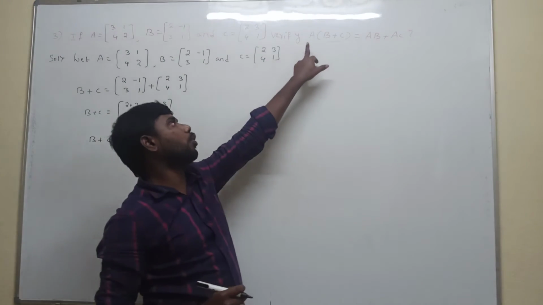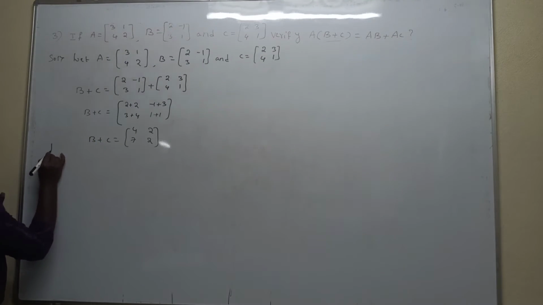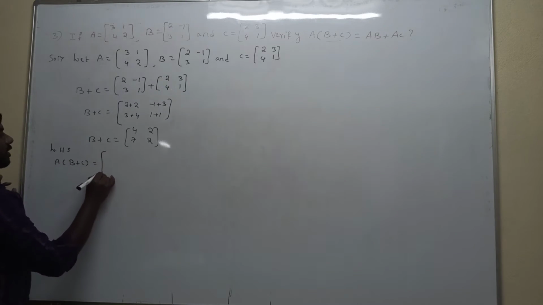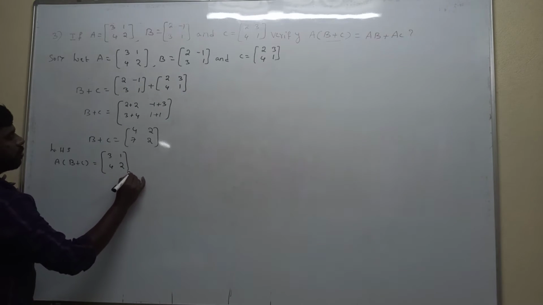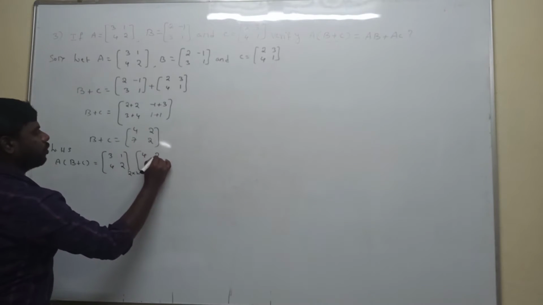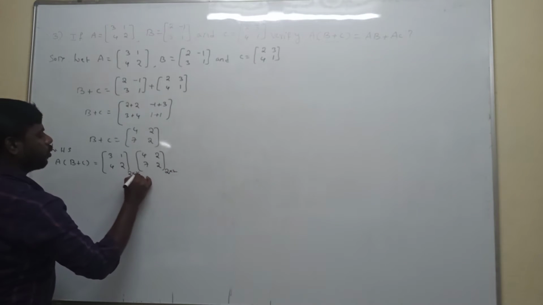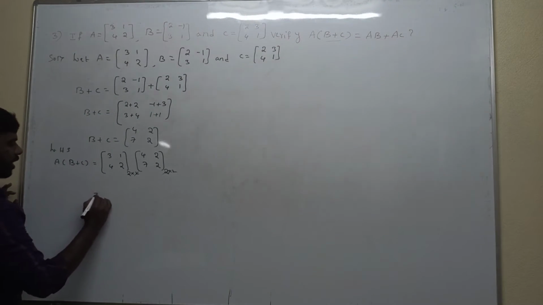What is the LHS? The product of the A matrix with B plus C. Now we are taking the LHS part: A into (B plus C). First substitute the A matrix, after that substitute the B plus C matrix. A matrix is 3 1 4 2, of order 2 by 2. Substitute the B plus C matrix, 4 2 7 2, also of order 2 by 2. The number of terms is the same, so we get a 2 by 2 matrix.